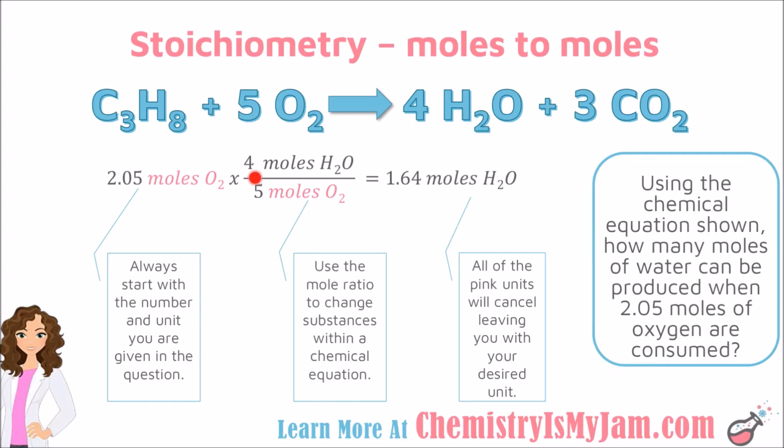Now I'm going to use a mole ratio. I'm going to go from moles of oxygen to moles of water using the coefficients as my conversion factor. So this 5 became the mole value for oxygen. This 4, the coefficient for water, became the mole value for water. At this point, I'm ready to put things in my calculator. 2.05 times 4 divided by 5 gives me 1.64 moles of water. Oxygen has canceled out, leaving me with water as my answer. So I've used a mole fraction to switch from one thing to something else within a chemical reaction.